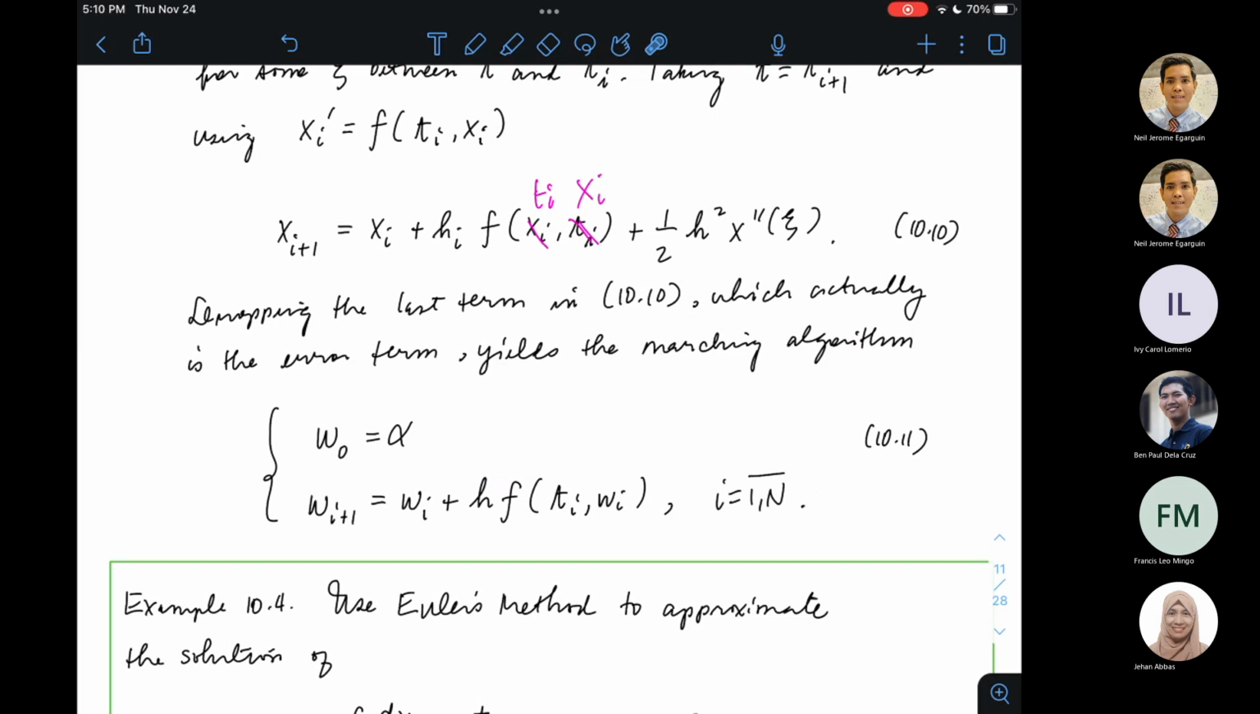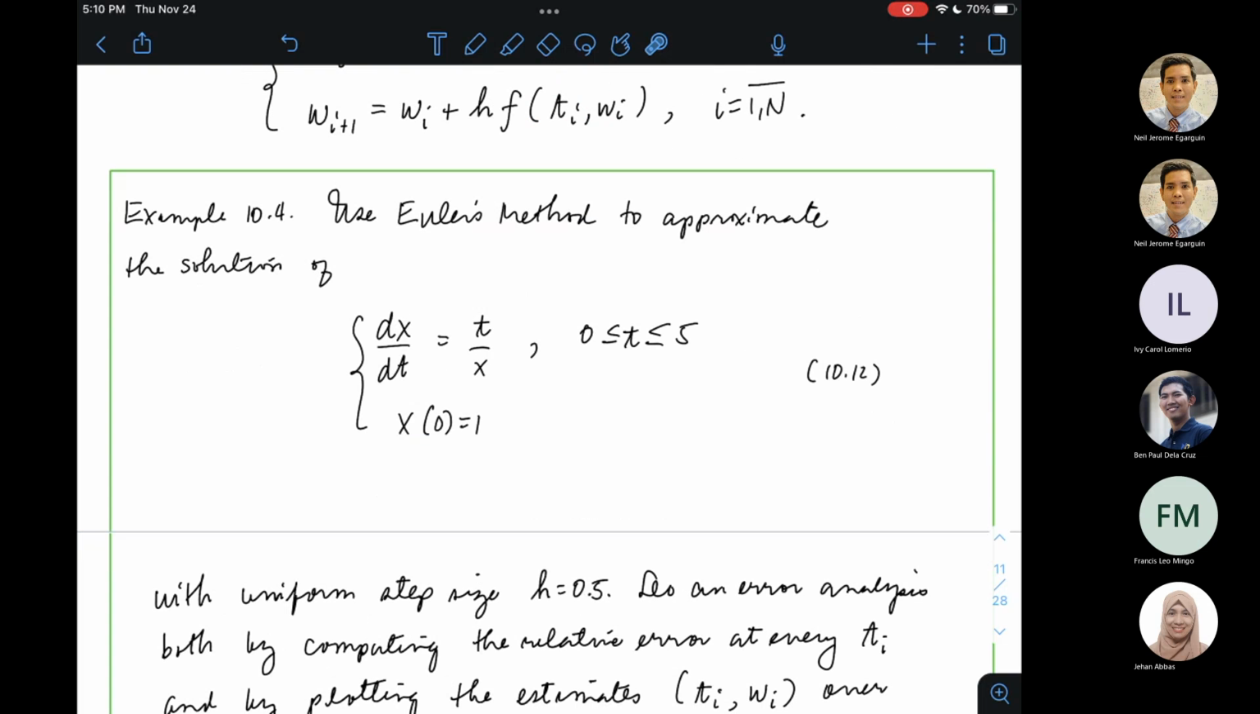Simpleng-simple ng method, ano? So siguro you might be thinking that naunahan lang tayo ni Euler. Pero naunahan niya tayo thousands of years. Ano? So yeah, that's Euler's method. Now, just to see as an exercise, let's try to implement Euler's method. Now, I have equation 10.4 here. So what you can do is, if you want to practice your programming, you can try to recreate the examples I have in the module.